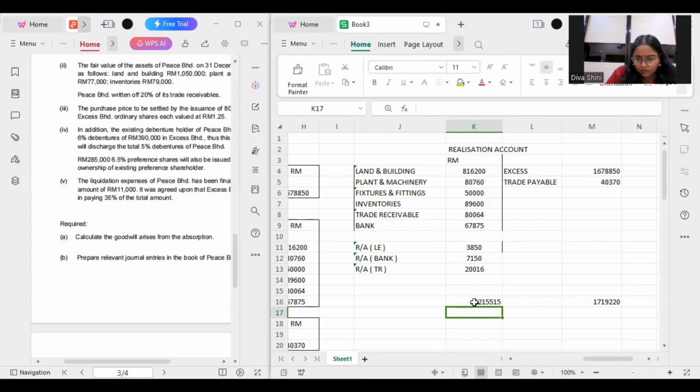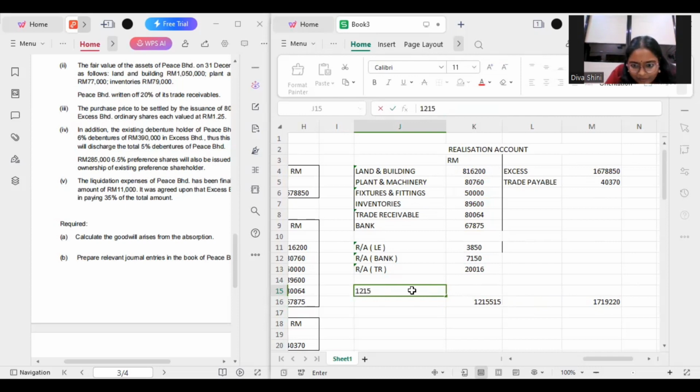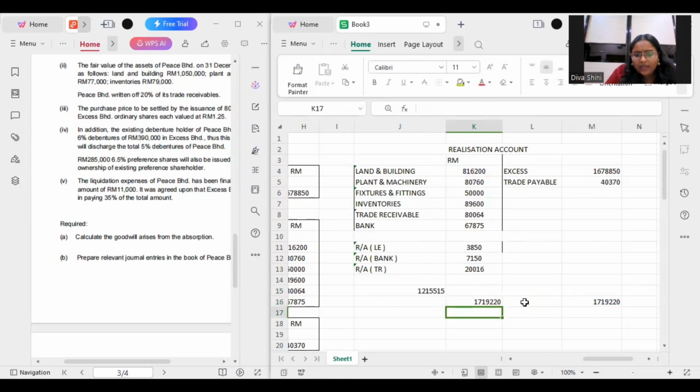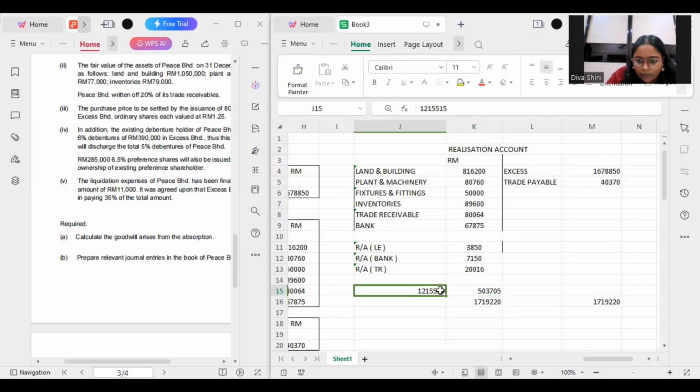So these are the totals, these are the profit. The total of the debit side is 1,215,515. We need to tally this amount, and then we need to minus these two amounts in order to get the profit. 215,515. So our profit is 503,705.